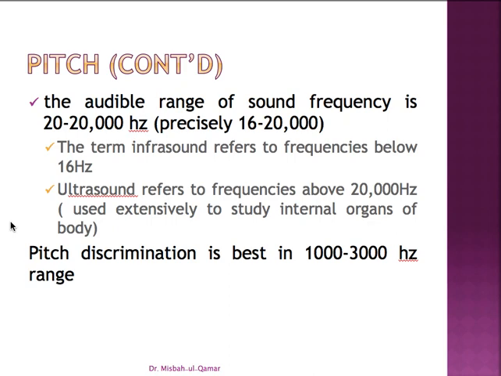The term infrasound refers to the frequencies below 16 hertz, while ultrasound refers to the frequencies above 20,000 hertz. And you know that ultrasound is used to study the internal structure and morphology of the organs. Now, this pitch discrimination is best analyzed in the 1000 to 3000 hertz range.